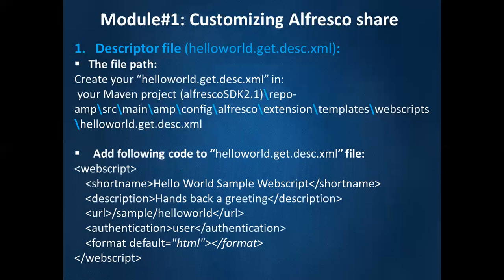Okay, this is the code that we should write inside this file. So you give the short name as we saw in last lessons. This is the short name for our descriptor, name, description, URL, and authentication. Authentication will be for user, and format default HTML.